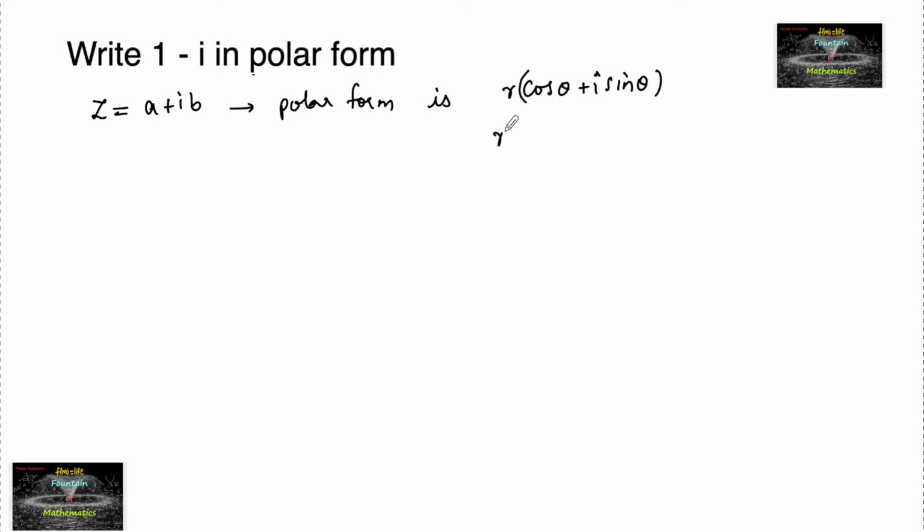Write 1 minus i in polar form. So we know that for a complex number z equal to a plus ib, the polar form is r of cos theta plus i sin theta, where r is the modulus of z and theta is the argument.